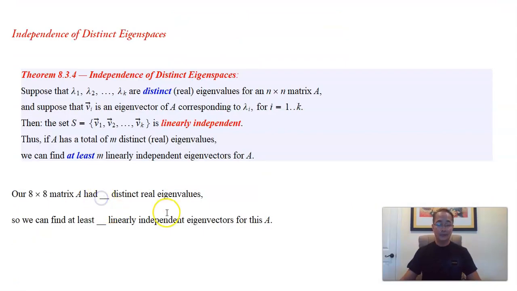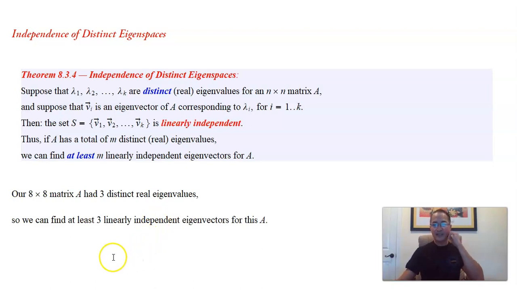So according to this theorem, we have 3 distinct eigenvalues, so we can find at least 3 linearly independent eigenvectors. Sadly, for this matrix, we already know that it's not diagonalizable because we have these 2 eigenvalues which are imaginary. At that point, it's game over for that matrix.